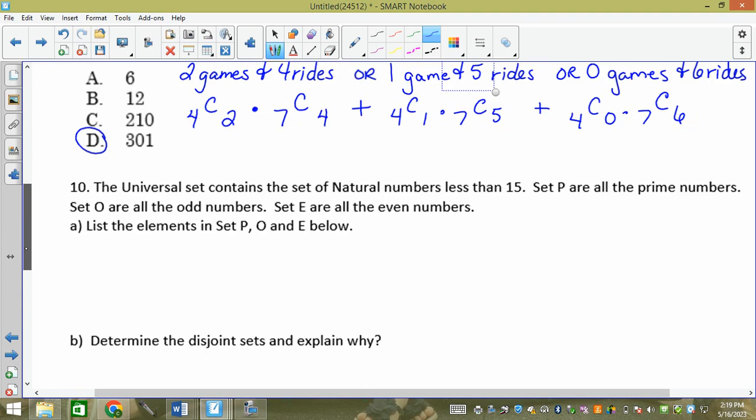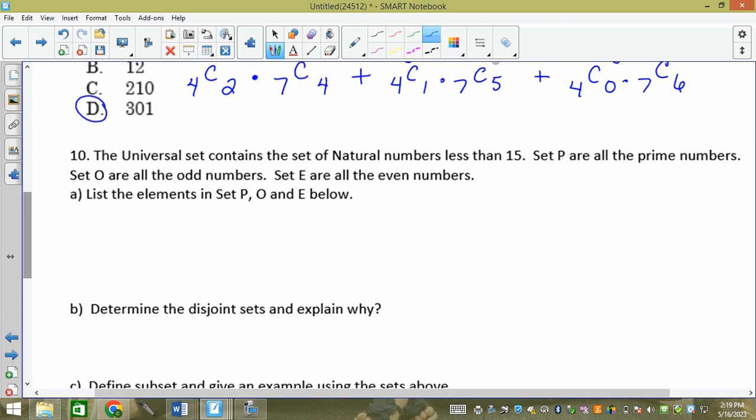Okay. Here we have the universal set contains a set of natural numbers less than 15. So I'm going to put that first. Natural numbers start at what? What do we naturally start counting at as a child? 1. 1, 2, less than 15. So where do we stop at? 15.